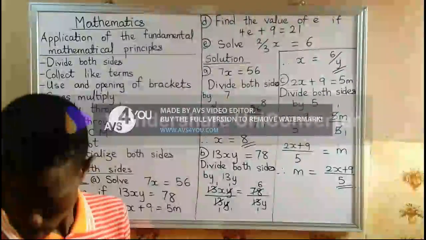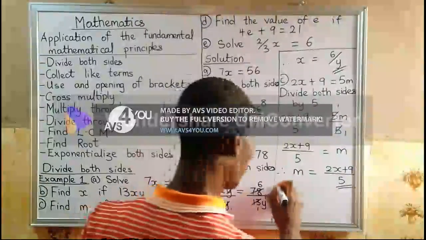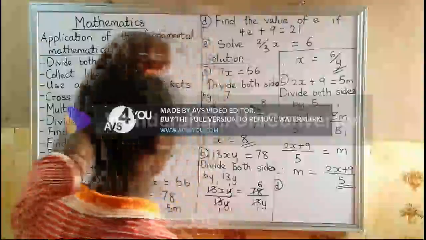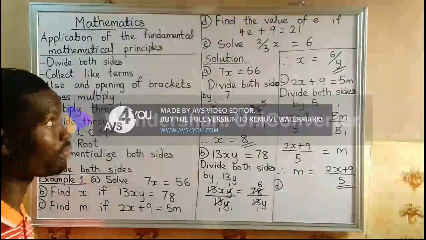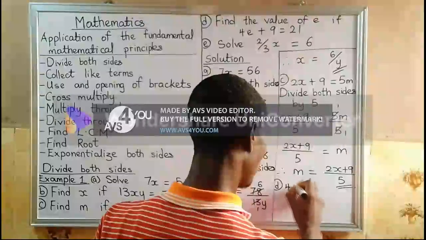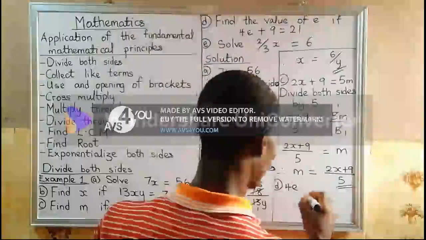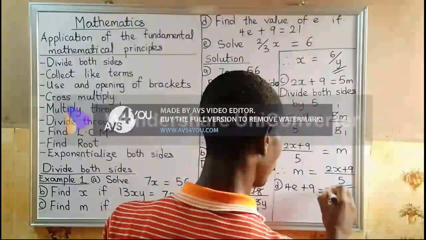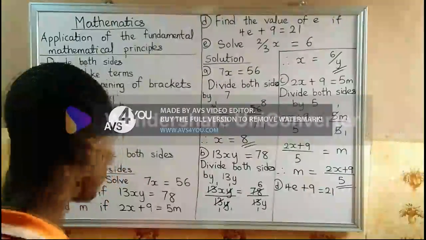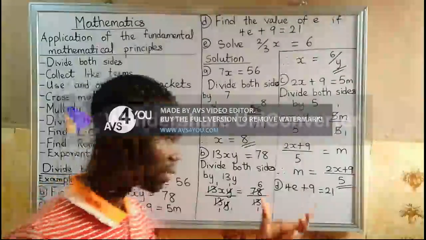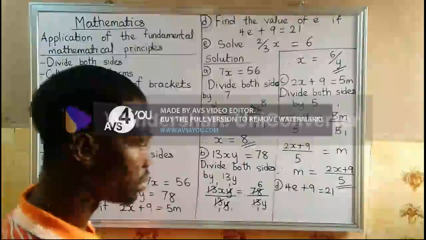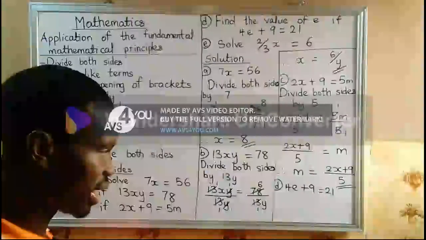So quickly, let's move to the next example. Example 1D. Example 1D says find the value of E if 4E plus 9 equals 21. So here we have 4E plus 9 equals 21. Okay, the question is, could we apply the principle divide both sides when we get to this stage while solving a mathematical problem? And if we could, what do we divide both sides by?